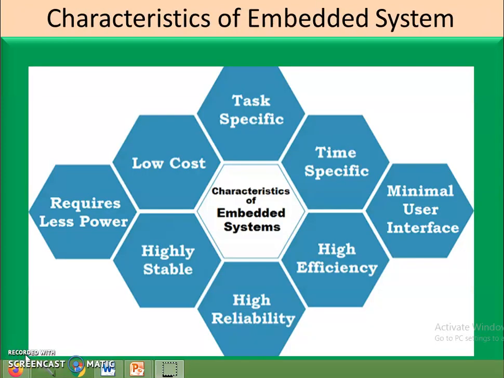Next topic, characteristics of embedded system. These are the various characteristics of embedded systems: task specific, time specific, minimal user interface, high efficiency, high reliability, highly stable, requires less power, low cost. Embedded systems are generally used to do a specific task. They provide high reliability and real-time computational ability. They require less power to operate. They can be used to design low-cost applications.